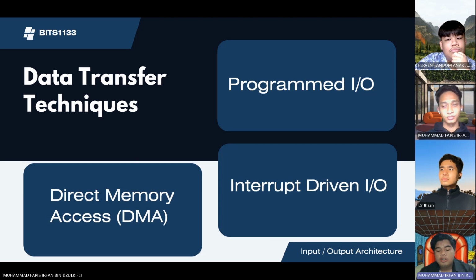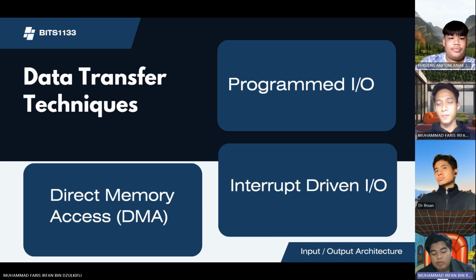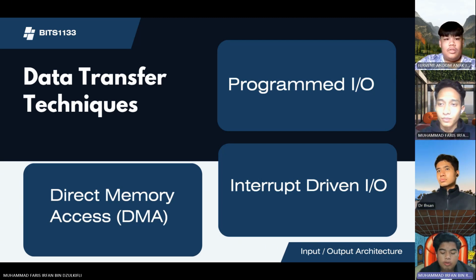And the second one, interrupt-driven I/O. Instead of constant monitoring, the CPU is notified by an interrupt when data is ready to be processed, making it more efficient. The third one is direct memory access. A specialized controller handles data transfer directly between memory and peripheral without involving the CPU, significantly improving the speed and efficiency. So let's move to the next slide.